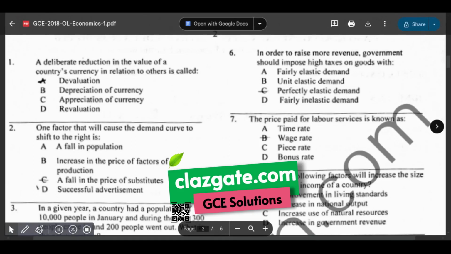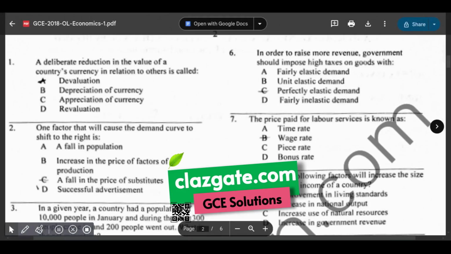The answer to question 1 is A, that is devaluation. And I'll tell you why, because that's the definition of devaluation. Okay, it's in relation to other currencies. And I'll tell you what depreciation of a currency is. B is wrong because it refers to the decrease in the value of a currency over time due to market forces such as inflation or changes in supply and demand.